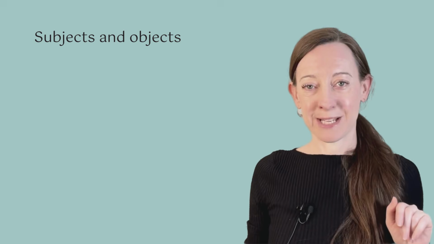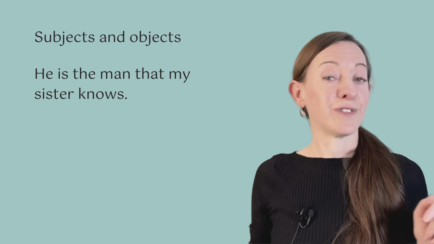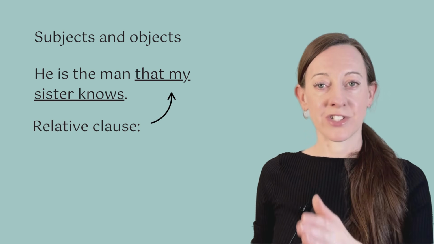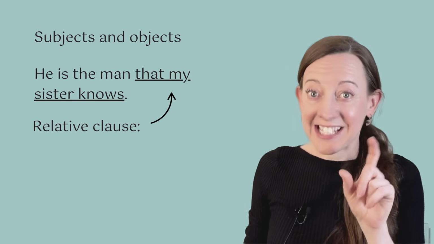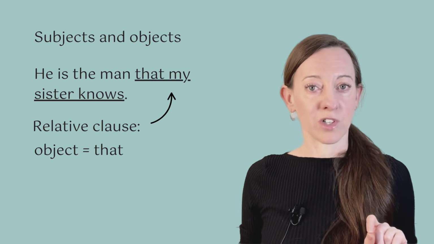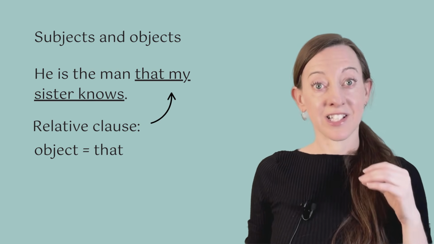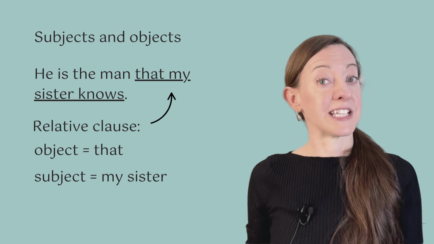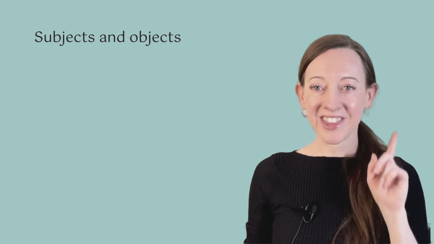Here's another example. He is the man that my sister knows. Here the relative clause is that my sister knows. The relative pronoun is that, and that is the object of the relative clause because it's the object of the verb knows. The subject of the relative clause is my sister. She is the one who knows somebody.